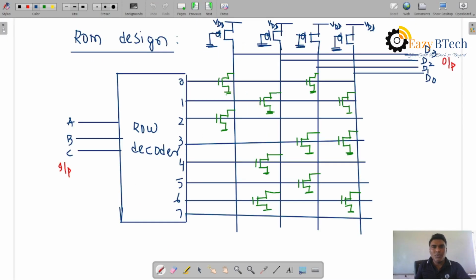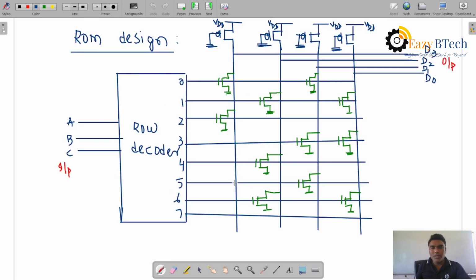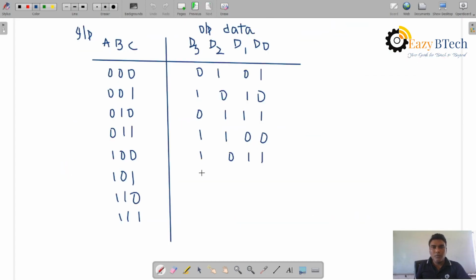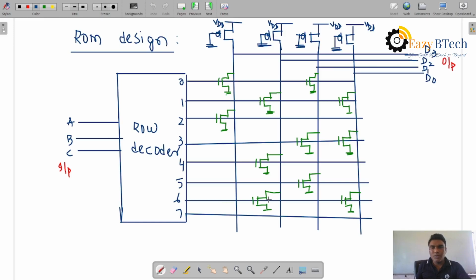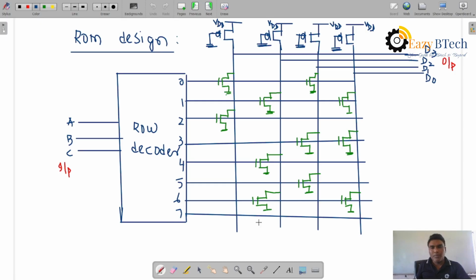The next one, 100, means 4. So the data is 1011. Now the fifth one is 1101. Now the sixth one is 1010. Right, 1010 data is stored. The last one is 111, where all are 1, there is no transistor present.